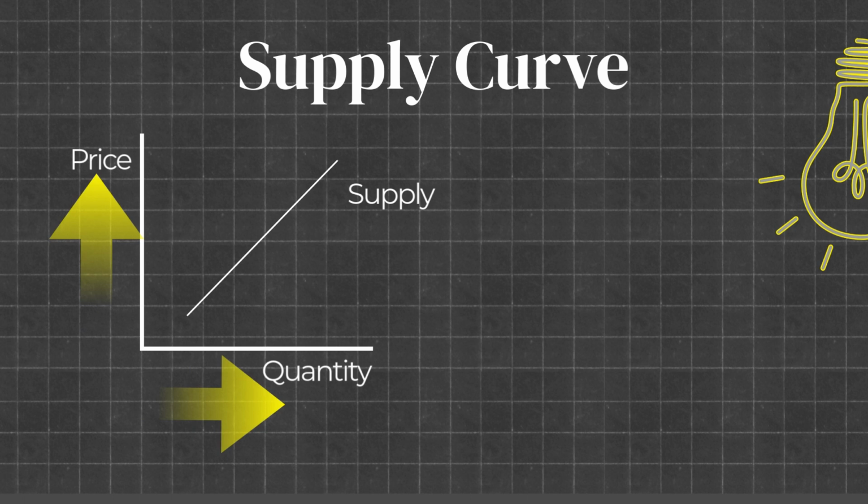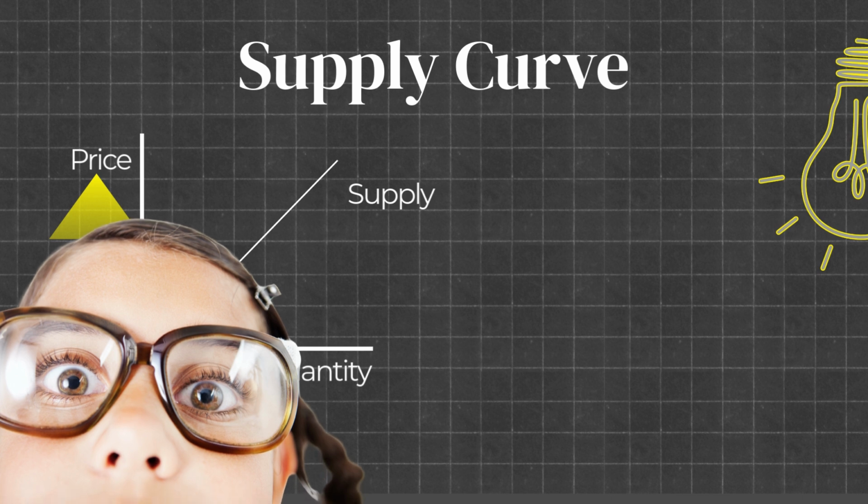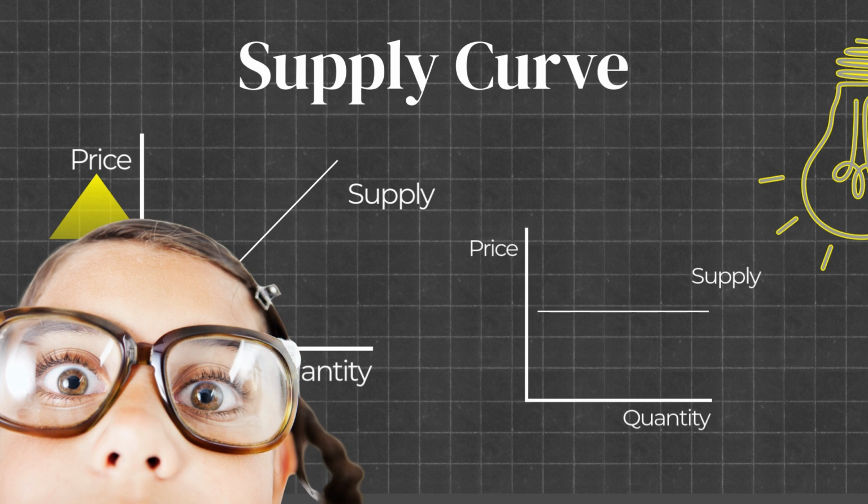But have you ever wondered why it's an upward sloping line? I mean, the more products a firm sells, the more money and revenue they make, right? So why doesn't the firm just produce as much as they can at the same price, which would be a horizontal line?